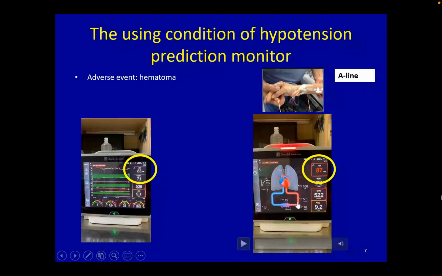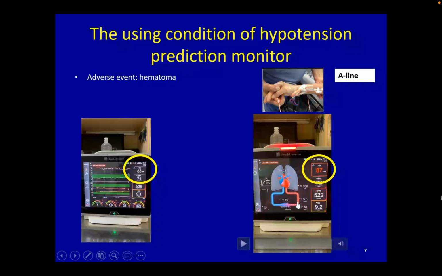Total surgery duration is 535 minutes. The AUC divided by surgical duration gives the time-weighted average mean arterial pressure less than 65 millimeters of mercury, which was 1.585 millimeters of mercury.